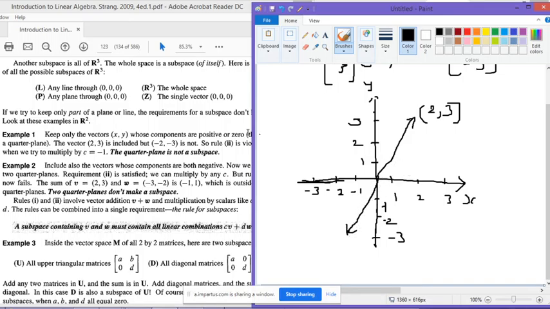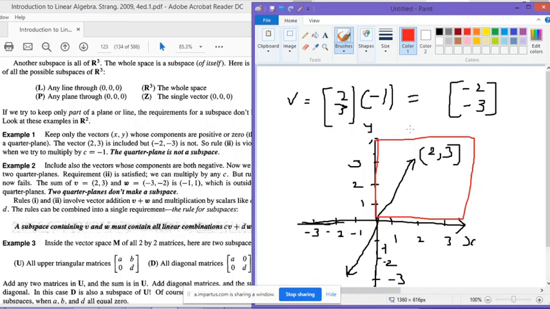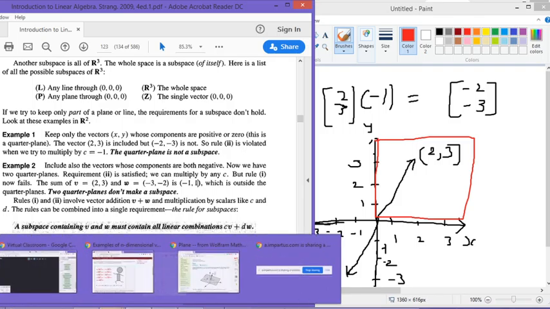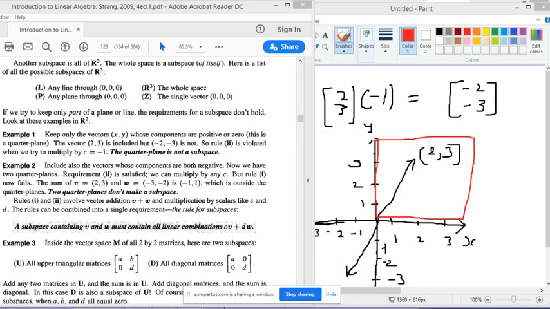Now the space is initially defined as the space whose components are positive. So a vector space which consists of only the positives and zeros. It means our vector space is only this positive one. But the resultant vector after multiplying, what happened? The second rule was violated. What was the second rule?